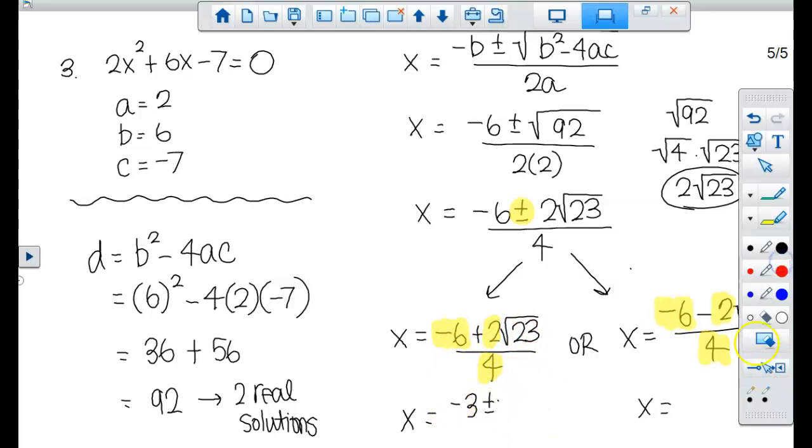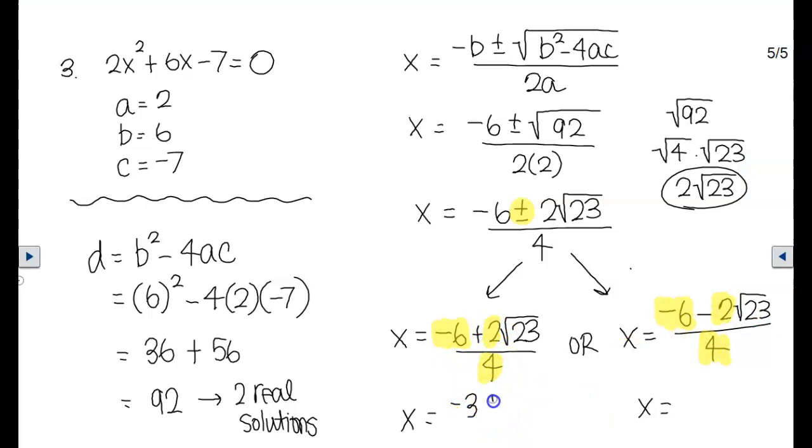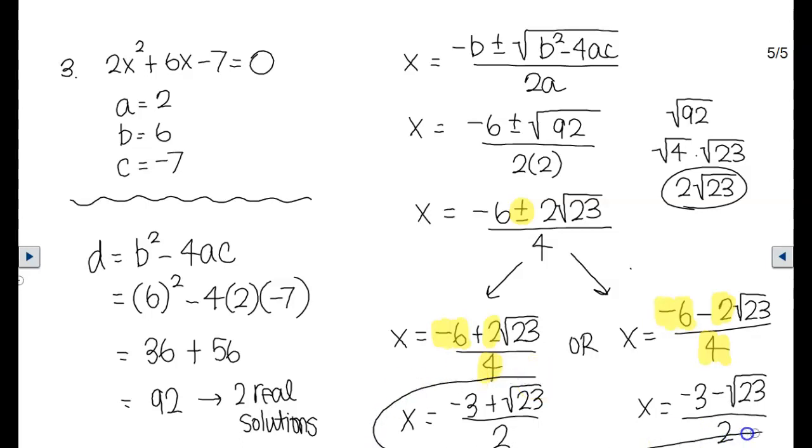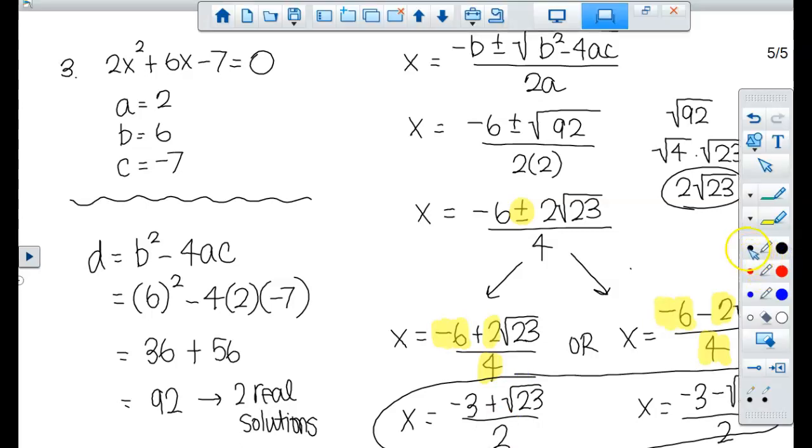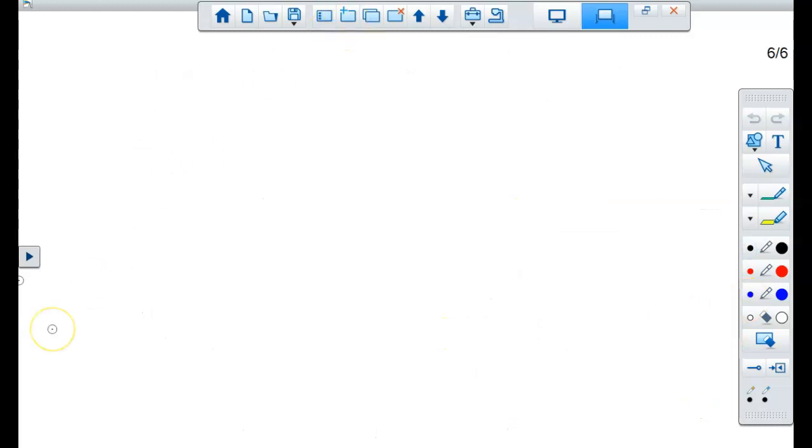Oh, shoot. I didn't mean to put plus or minus. So negative 6 divided by 2 would be negative 3. 2 divided by 2 would be 1. And 4 divided by 2 would be 2. So there's your first answer. And then over here, all of these will divide by 2. So we're going to get a negative 3 minus 1 square root of 23 over 2. So these would be my two answers. Still real numbers. They just look a little messier than those first two examples that we did. So with that square root, simplify as much as you can.